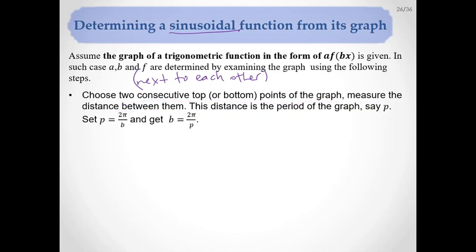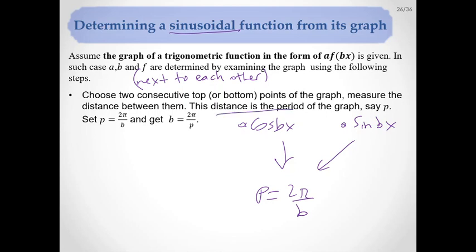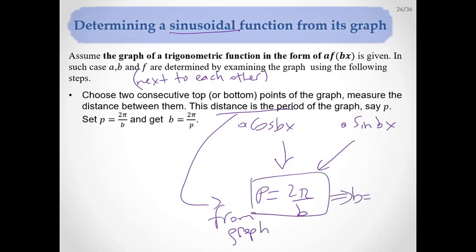And then after this, we will find b. So either this is a cosine bx or a sine bx. What is the period? In both, the calculation of the period is easy. It's 2 pi over b. Now the period is coming from the graph. So from the graph, you set it equal to 2 pi over b, and then you obtain b as 2 pi over the period. This is from the graph. Now we end up with b. We don't know if it is cosine or sine, but we know the b.